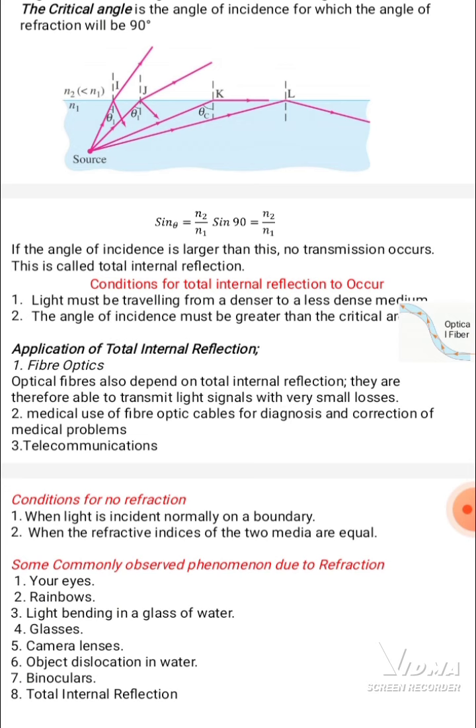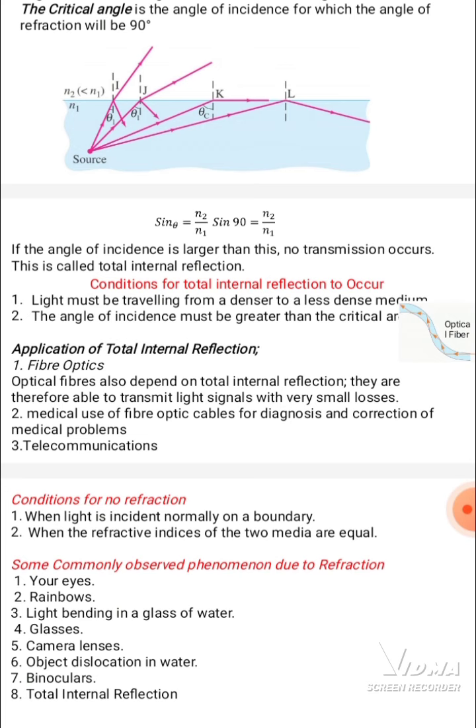That gives you sin theta equals N2 over N1, and sin 90 degrees equals N2 over N1. Sin 90 degrees is 1. So there is always a formula, N equals 1 over sin C, relating the critical angle and the refractive index. If the angle of incidence is larger than this, no transmission occurs, and what results is total internal reflection.